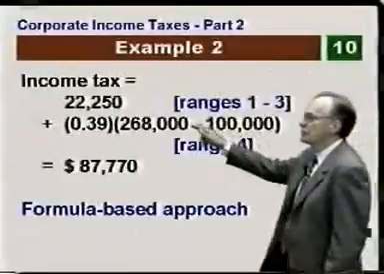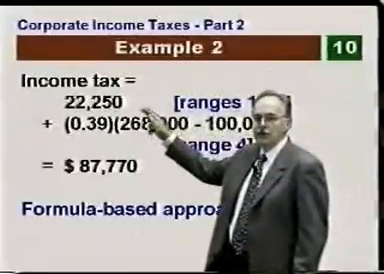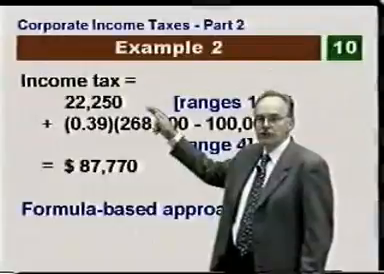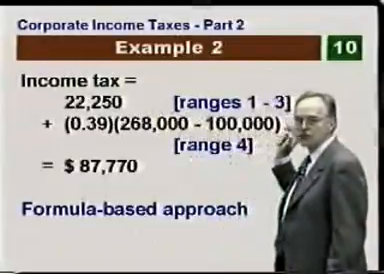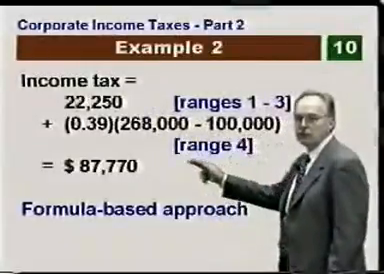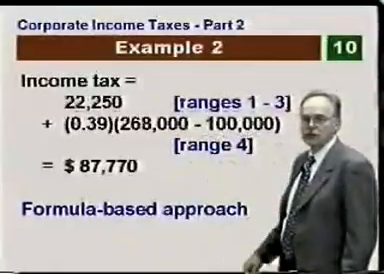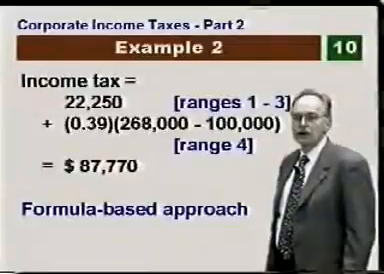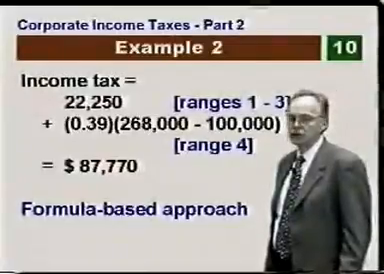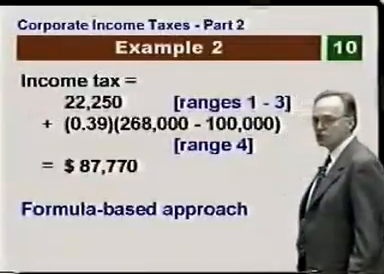The explanation, similar to the previous example, is that we have the same $22,250, that's the tax on the first 3 ranges, but now the tax in the 4th range is the difference between $268,000 and $100,000. That's taxed at 39% for a tax of $87,770 using our formula-based approach.